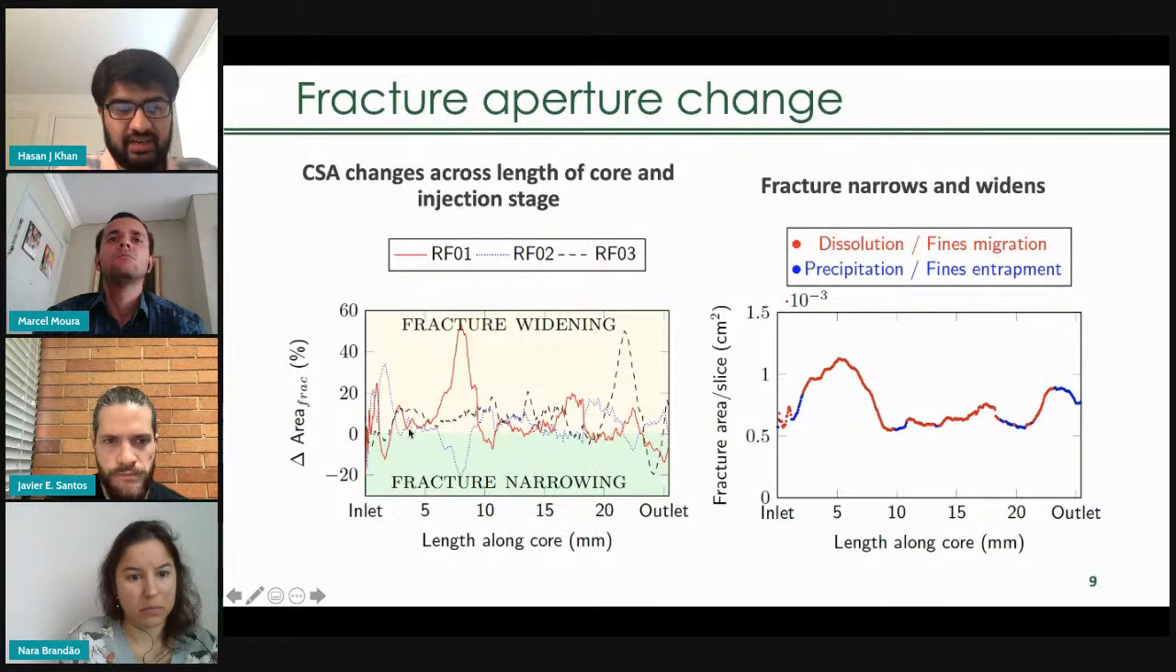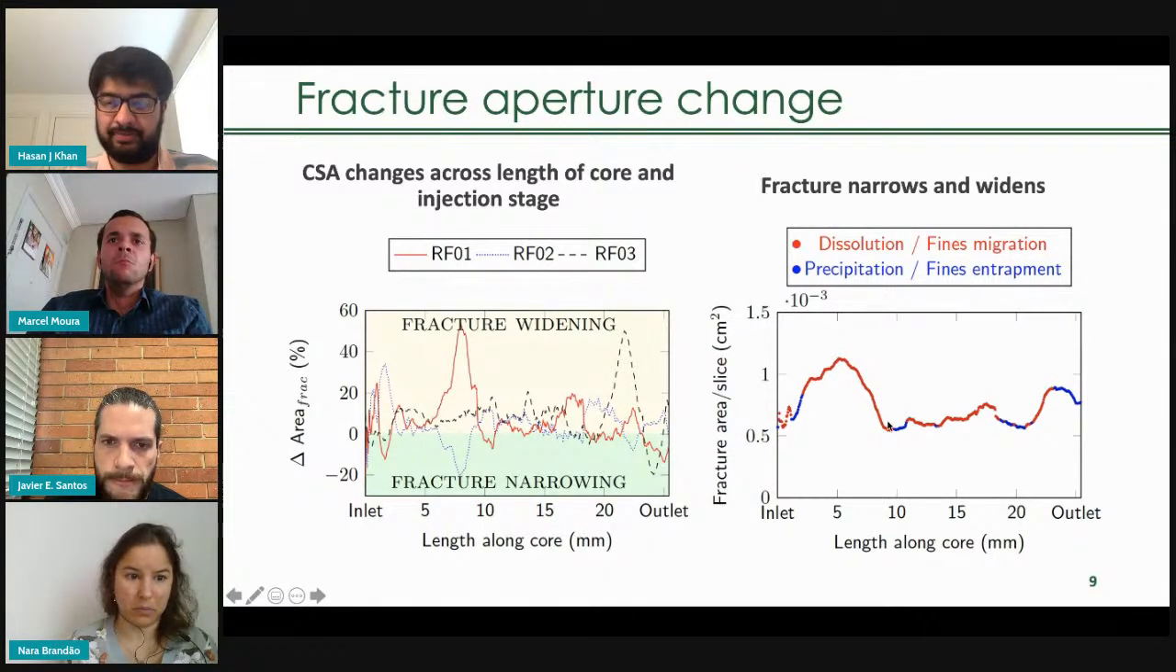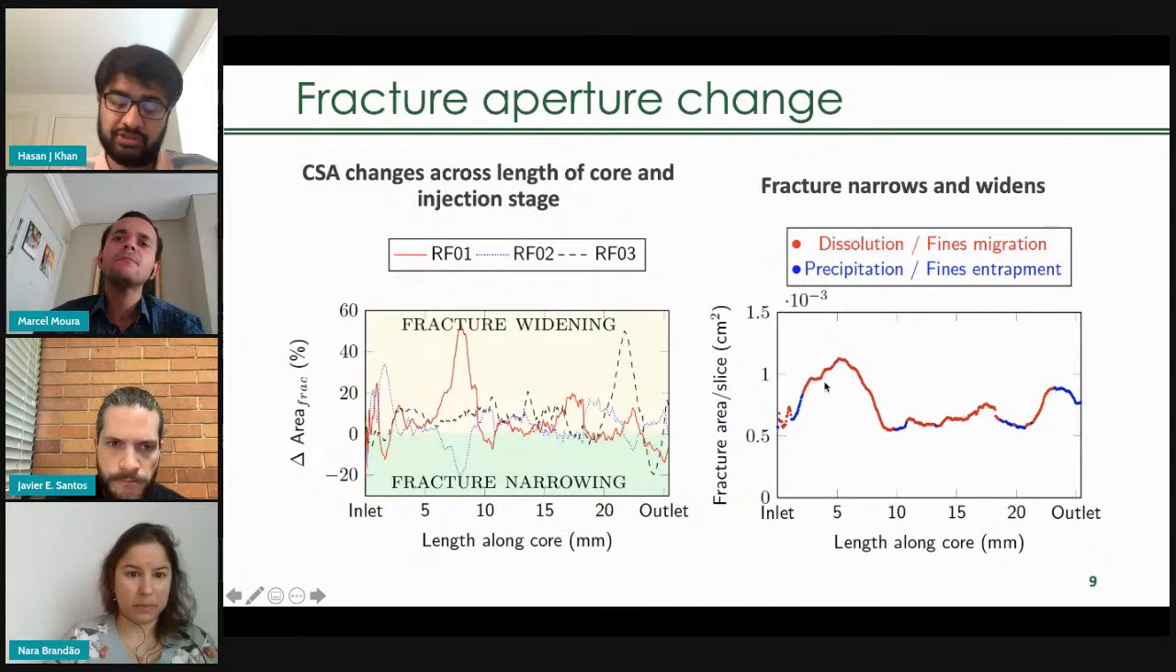So we see that there are different mechanisms happening. We can see in some regions that the fracture is widening or opening up, and in some instances we see that the fracture is narrowing. And we can attribute the widening to either mineral dissolution or fines migration, and fracture narrowing to either mineral precipitation or fines entrapment. The first flood is again plotted on the right-hand side. In this, we can see that at different lengths, depths inside the rock, we can see either fracture widening or fracture narrowing happening. And most of the change has been happening in the near inlet phase.